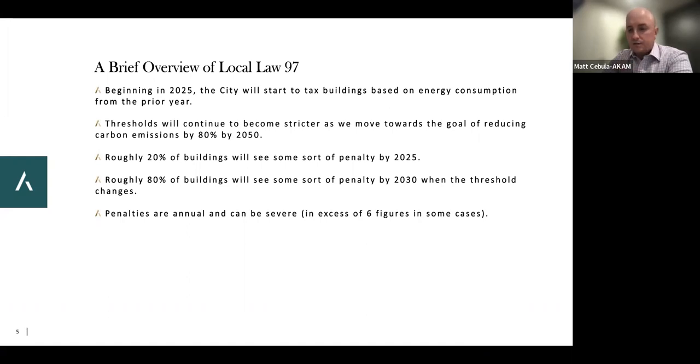I'm going to transition this over to Joe. He'll go over a few data points and simple things which you can do to assess what sort of an impact this local law will have on your property.